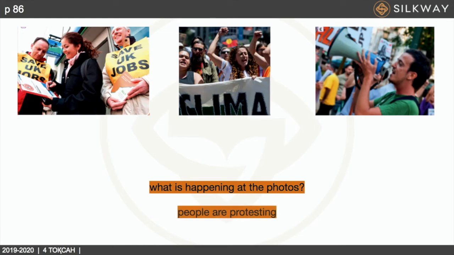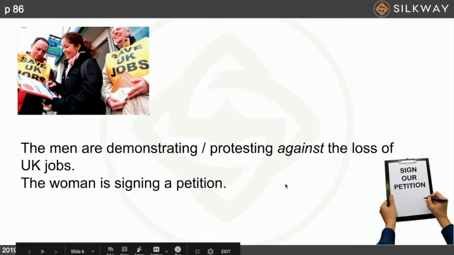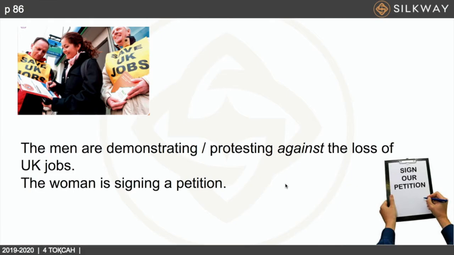So people are trying to say something. In the first one, for example, the men are demonstrating or protesting against the loss of UK jobs. So we use the preposition against with protesting and demonstrating. The woman is signing a petition. A petition is a formal written request to support one idea, for example. So usually for a petition, many people should sign for it to become valid.